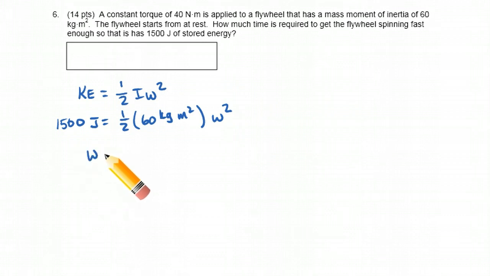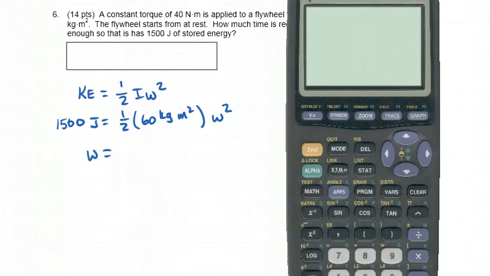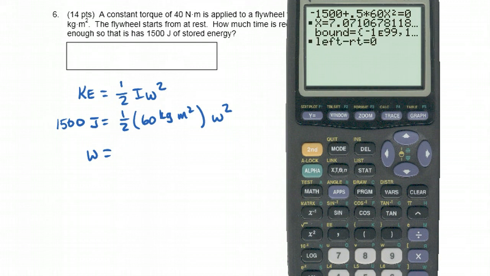Working through that, I'm going to use Solver, even though this is a fairly simple one. Minus 1500 plus 0.5 times 60 times x squared. A guess of 50 sounds good, but in actuality, it's 7.071.